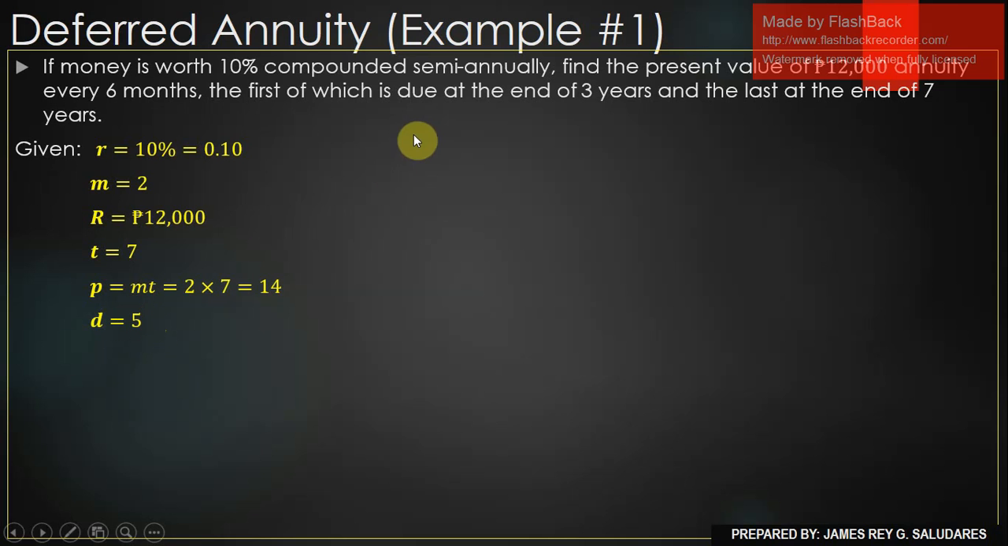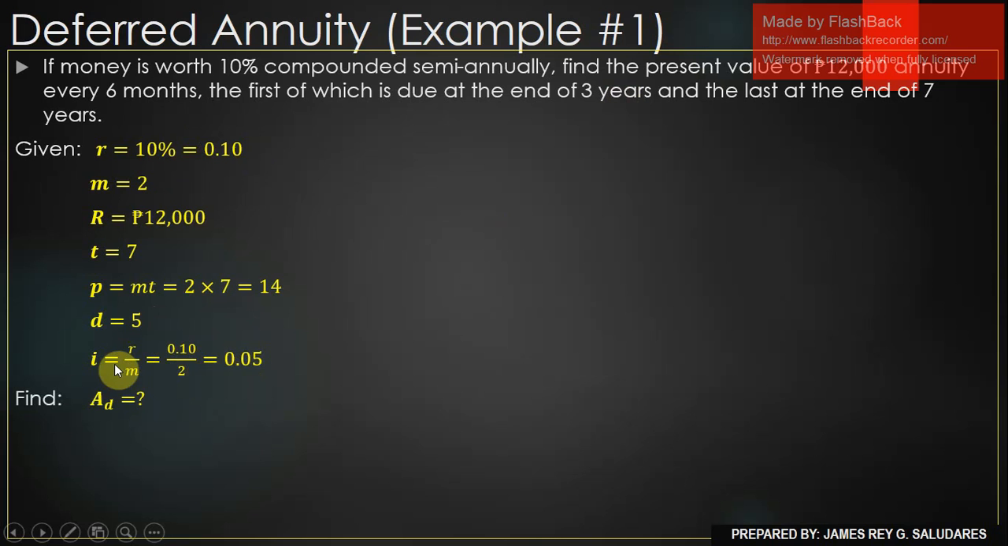So remember, your first payment is at the end of 3 years. So for the first 5 semi-annual periods, you have not paid yet. You start at your 6th semi-annual period, or the end of the 3rd year. So the deferred period is 5. Your I is R over M. R is 0.10, your M is 2. So 0.05 is the value of your periodic rate.